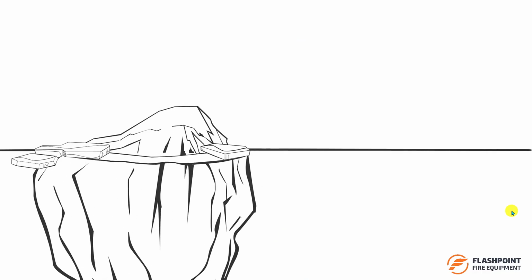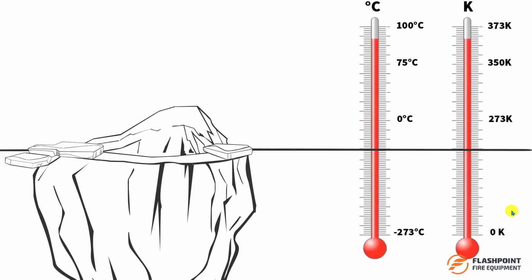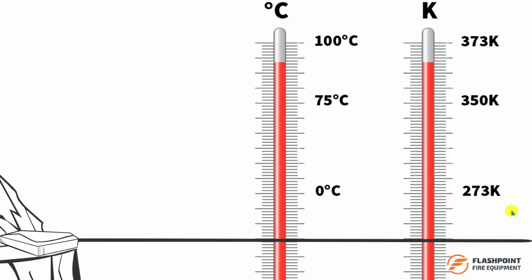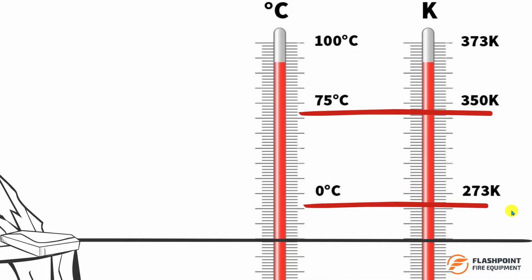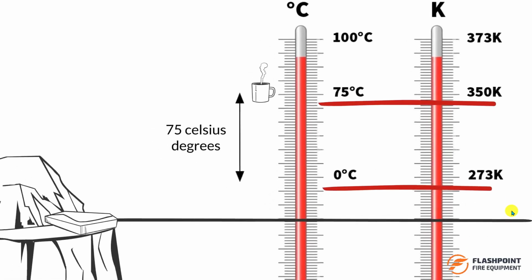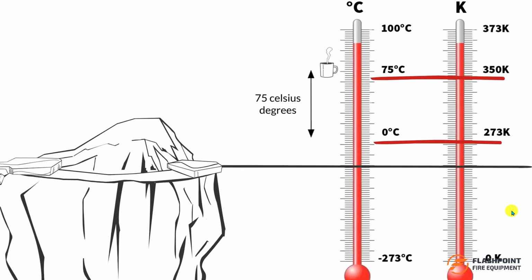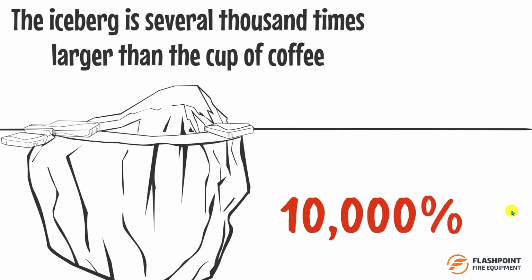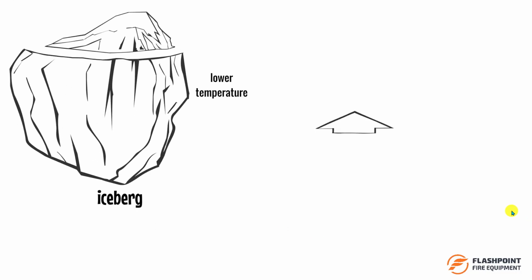Let's assume the iceberg in this example is at the freezing point of water, 0 degrees Celsius, which equals approximately 270 degrees Kelvin, or 270 degrees above absolute zero. The coffee is likely to be in and around 75 degrees Celsius, which is 350 degrees Kelvin. While there may not be a huge temperature difference between the two in direct comparison of temperature, the iceberg is several thousand times larger than the cup of coffee.